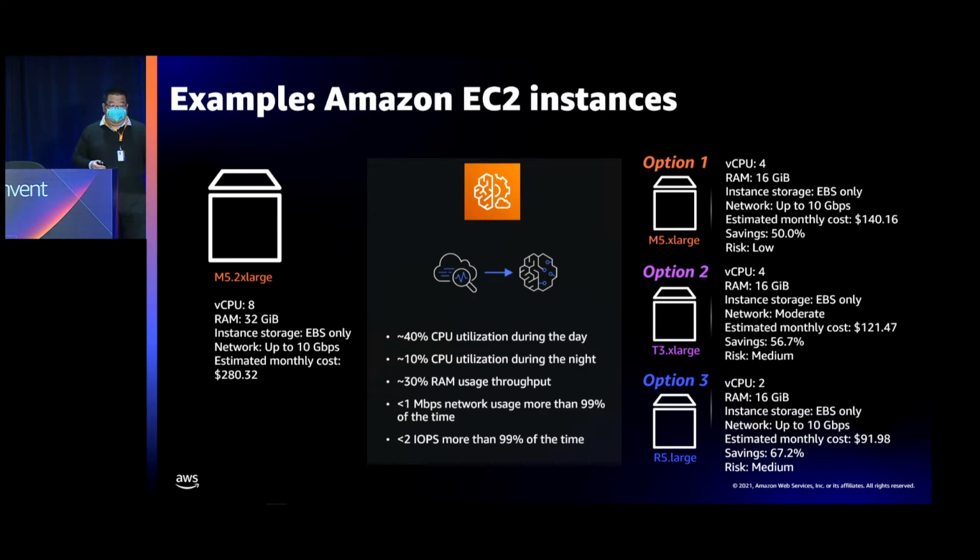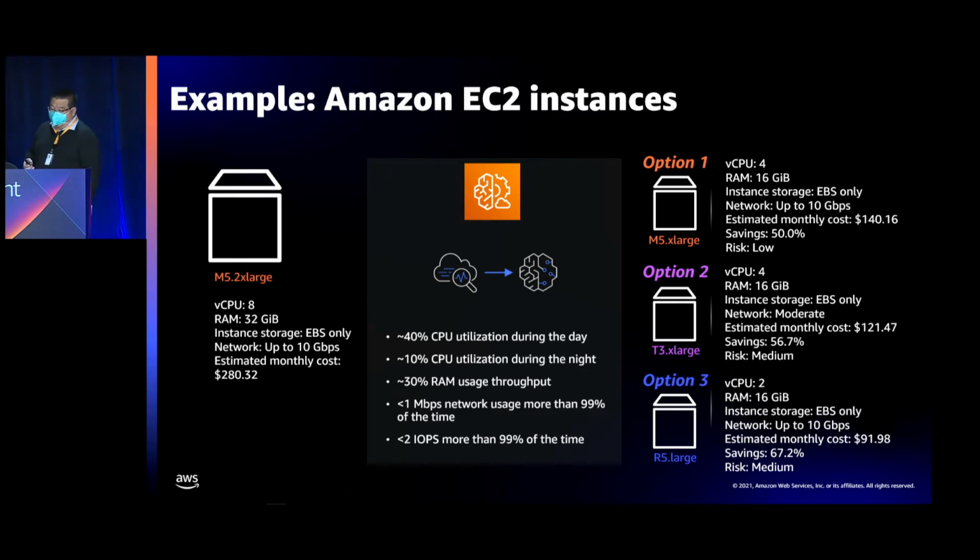So for this particular example, we have 3 options. The first option is M5 xlarge, which is one size smaller than the current one. You have 4 vCPUs, you have 16 gig of RAM, you're going to save 50%, and your performance risk is pretty low. The second option is actually using T3, which is a burstable instance. You can save a little bit more, 57% based on on-demand price. But there's a little bit of risk because T instances are CPU oversubscribed instances. And the third option is you can actually reduce the number of vCPUs by another half, and you can save 67%, and it carries some performance risk as well.